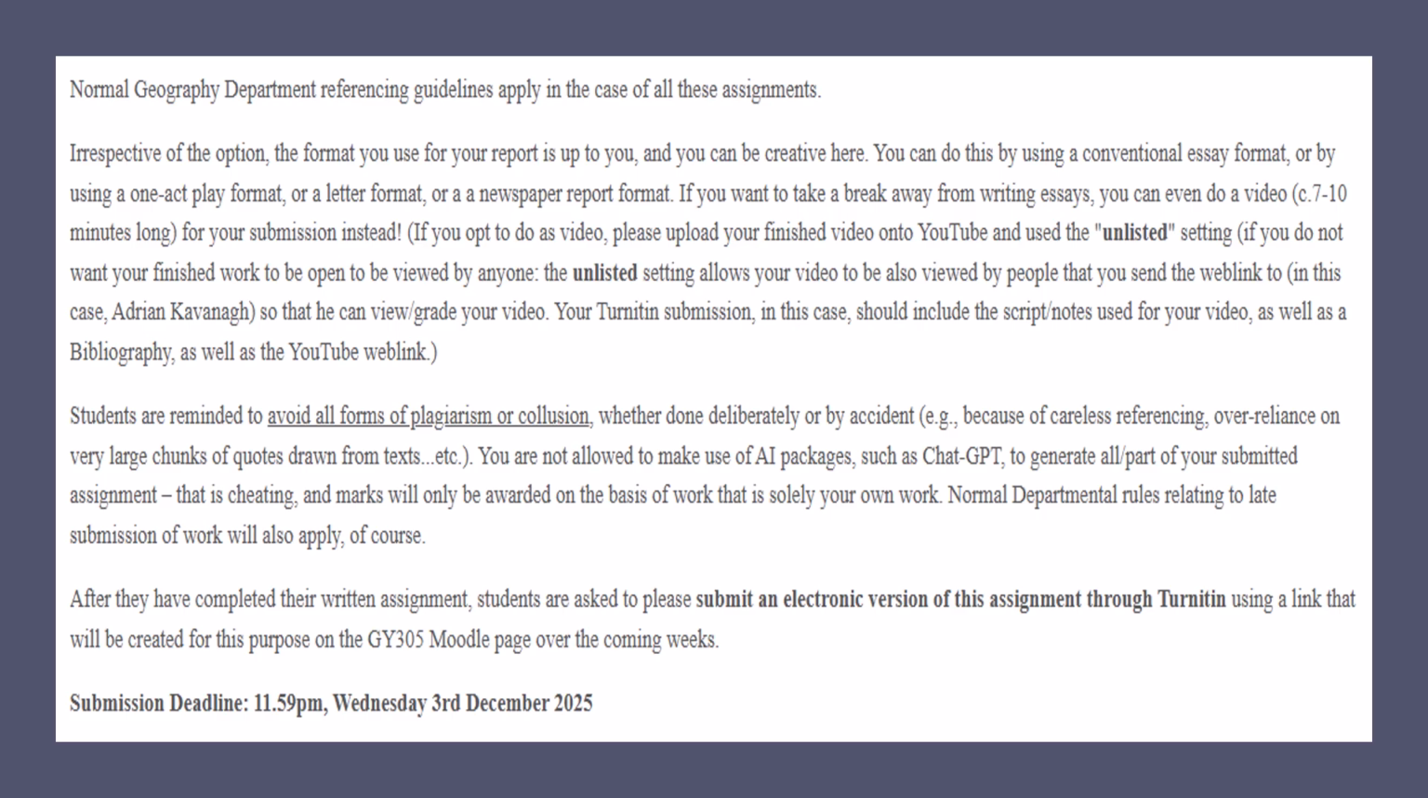Now, the last point then to say, how do you submit the work? There's a standalone Turnitin submission space that's now up on the Moodle page. So use that, please.